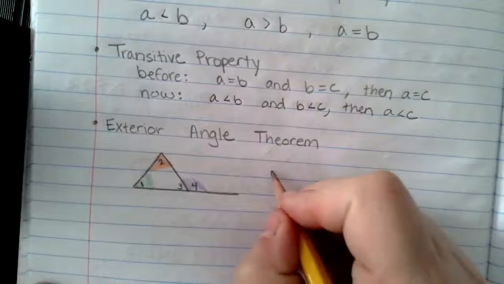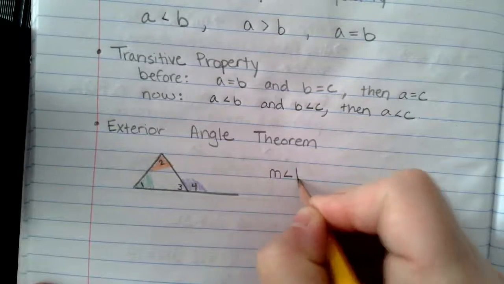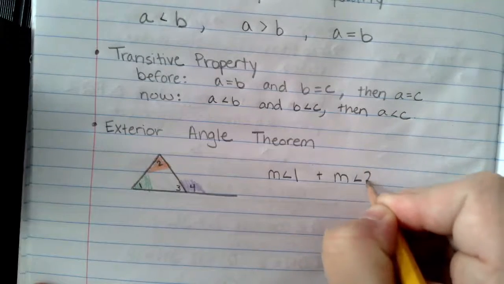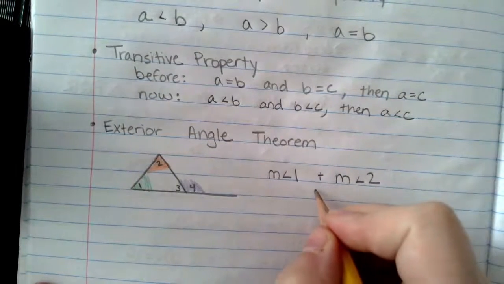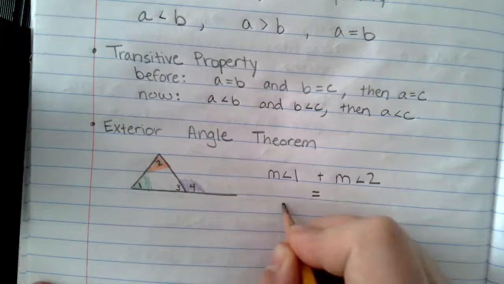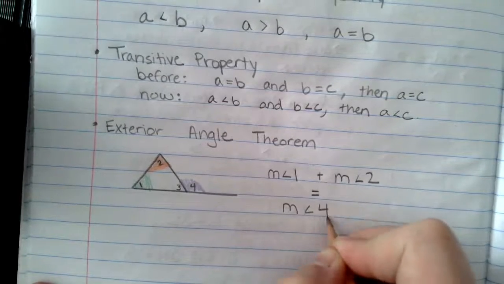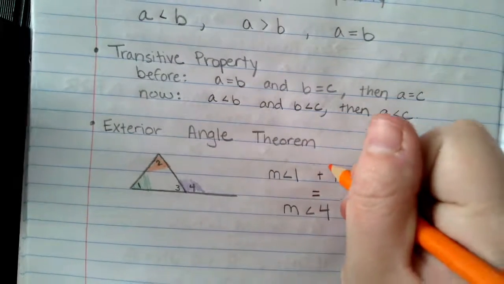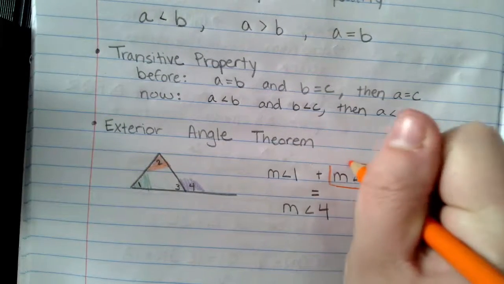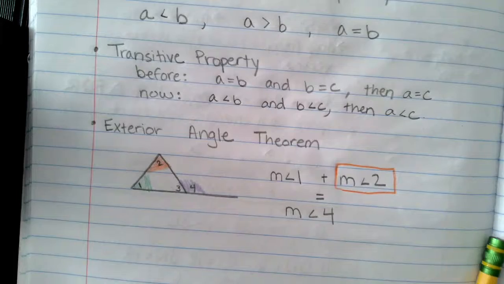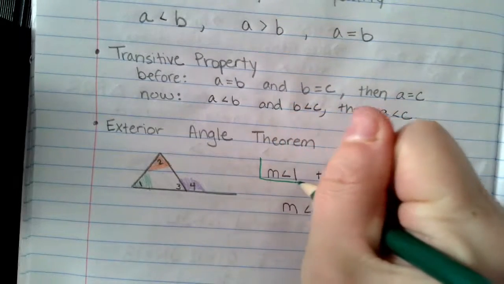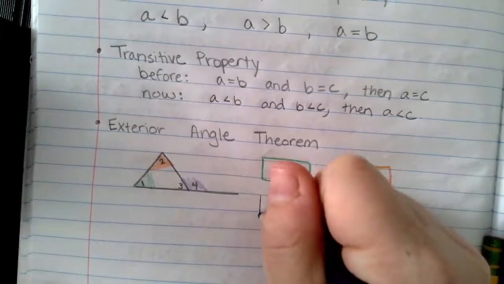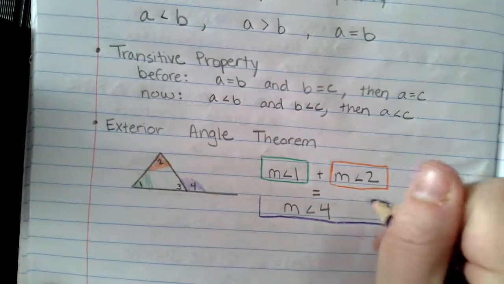Measure of angle 1 plus the measure of angle 2 equals the measure of angle 4. I know I wrote that kind of goofy. Okay, so measure of angle 2, measure of angle 1. When I put those boxes together, it's going to make all of angle 4. So I'm going to make that box just as wide as the other ones.